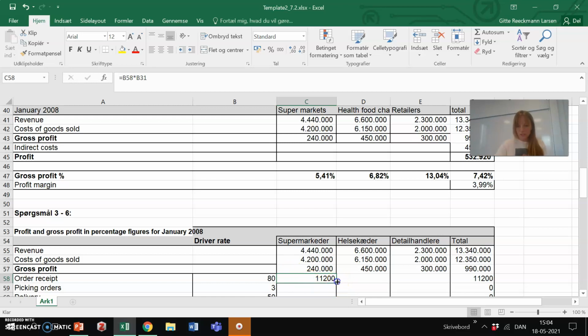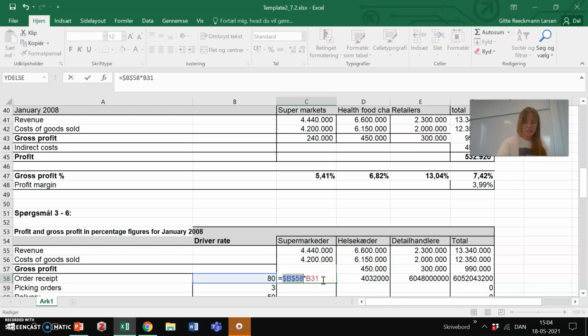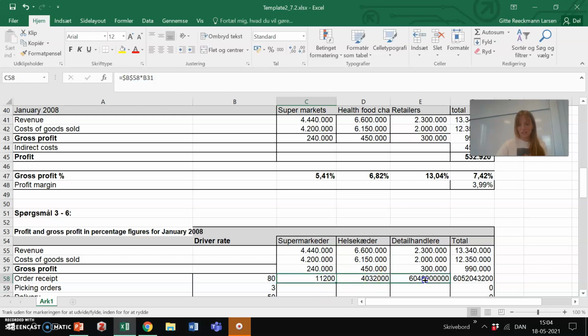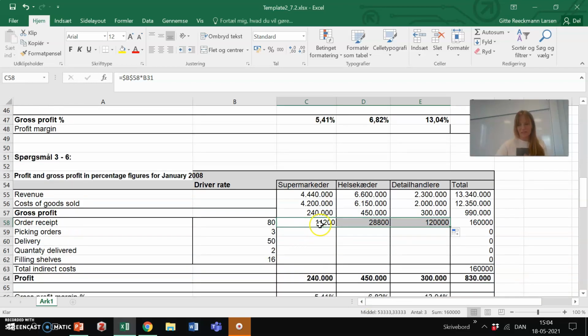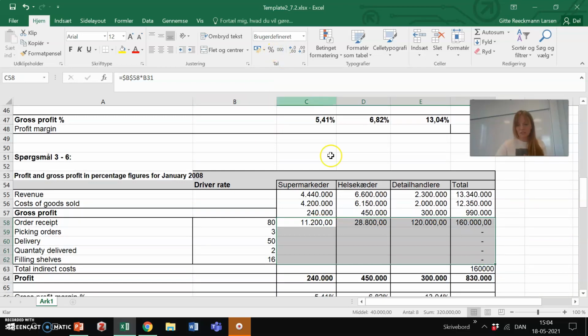Now the calculation is identical for both. Oh, and what did I forget? I forgot to fix my cost driver rate. So the numbers were a little crazy here. So let's just change that. And here you see the difference, okay? So I want separators on my numbers because that's easier to read. So I'll just do it like that, okay?